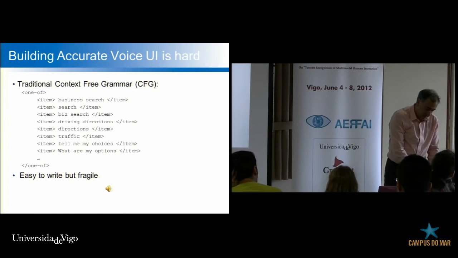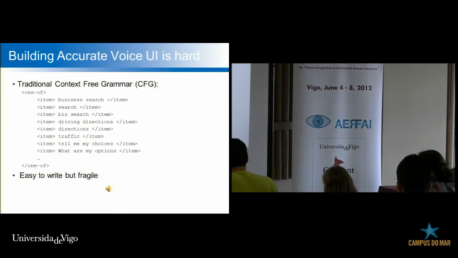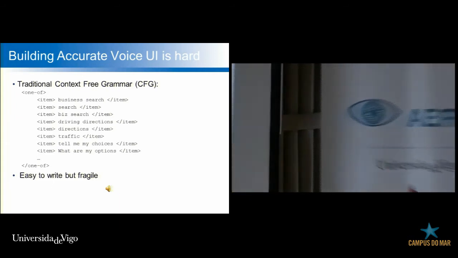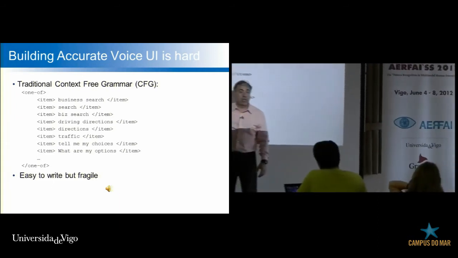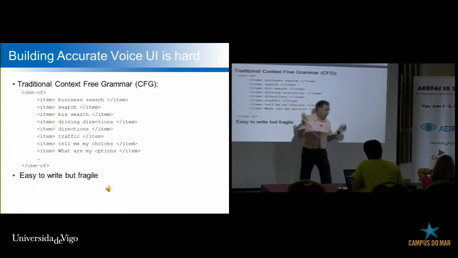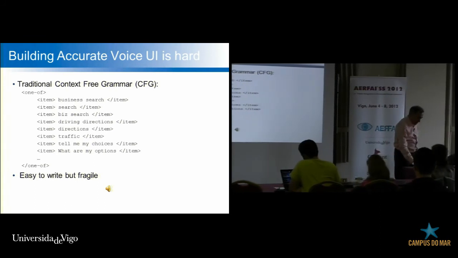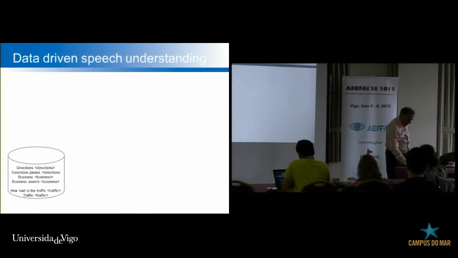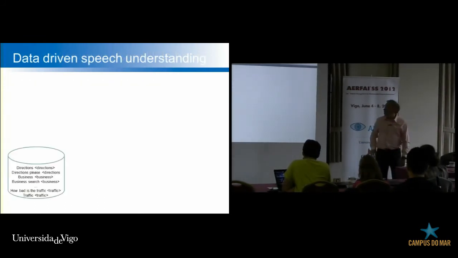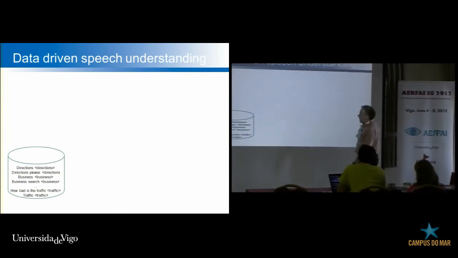Business search. So those are examples where the user did not say exactly this. They said business search. Well, the system is trying to match a grammar that matches exactly this. Or the directions. Stumbles, hesitates a little bit. It will also increase the misrecognition. So those are fragile.